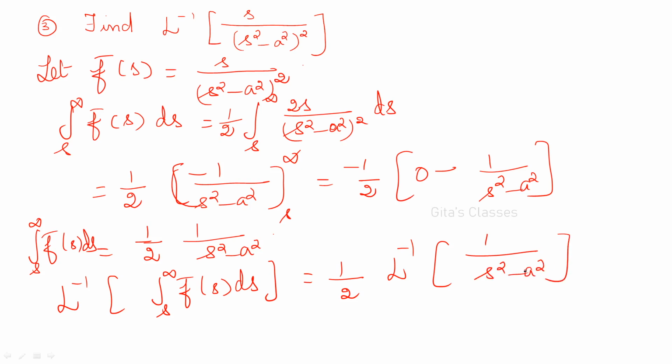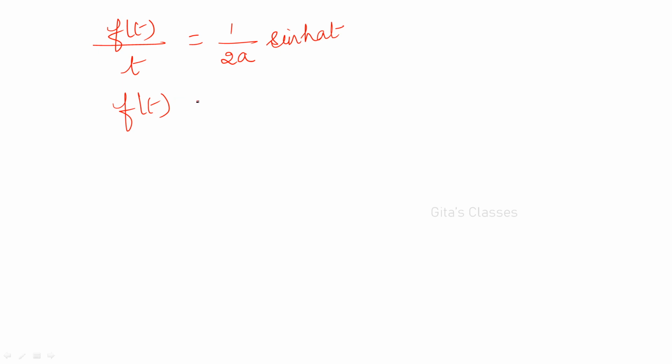So I want a here. If you want to use the formula, I want a here. So multiply and divide by a. Therefore, in the left hand side, what is this? L inverse of integral s to infinity f bar of s ds by theorem, it is f of t by t in the left hand side. And in the right hand side, already we have 1 by 2a into L inverse of a by s squared minus a squared is sinh a t. Therefore, what is our requirement? It is f of t. Okay, L inverse of f bar of s is f of t. So, t by 2a into sinh a t is the answer.